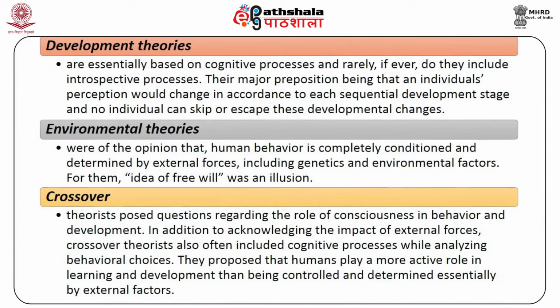The first is developmental theories. These are essentially based on cognitive processes and rarely, if ever, do they include introspective processes. The major proposition is that individuals' perception would change in accordance with each sequential developmental stage, and no individual can skip or escape these developmental changes. The second set, environmental theories, were of the opinion that human behavior is completely conditioned and determined by external forces, including genetics and environmental factors. For them, the idea of free will was an illusion.